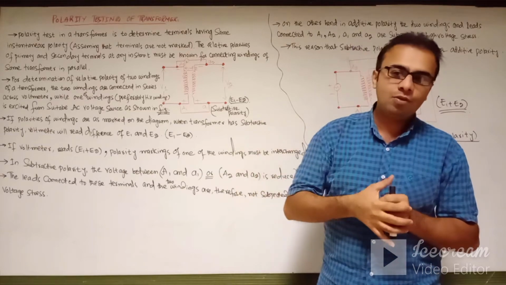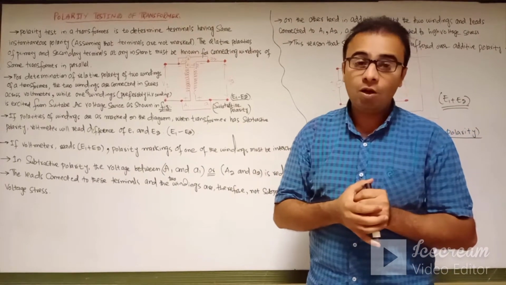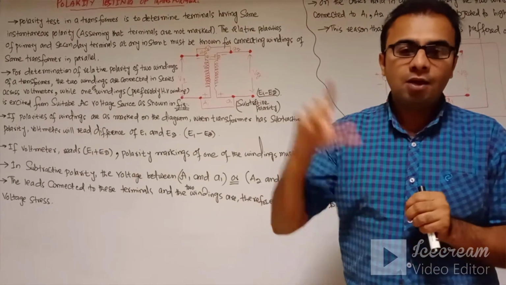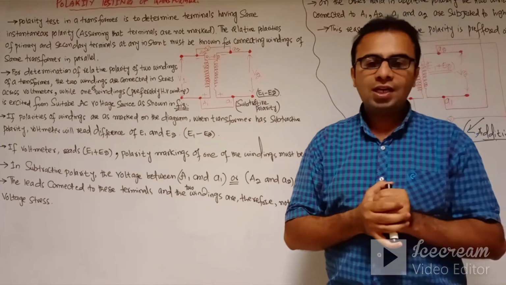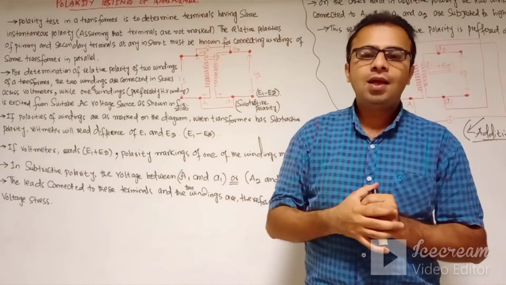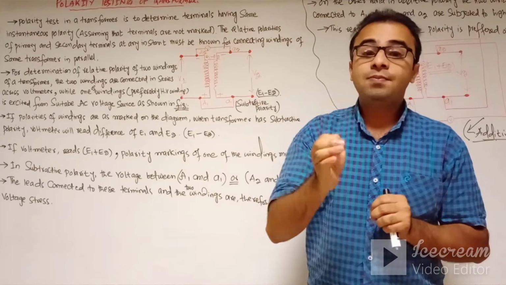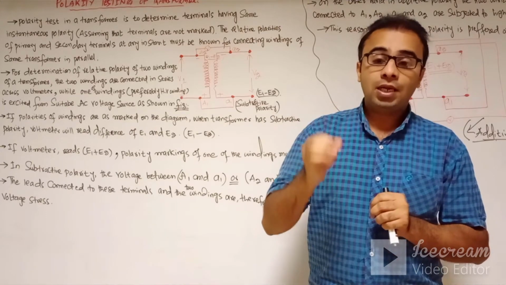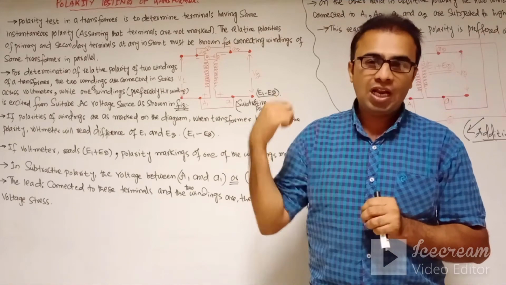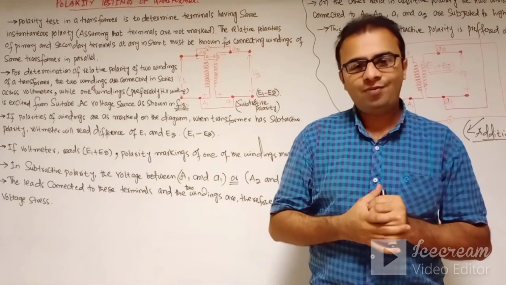We can verify this through the polarity testing of the transformer, which is essentially used in the parallel operation of transformers. When the transformers are connected to the infinite bus bar, we need the polarity test to check whether they have the same or the opposite polarities. If there is a wrong connection, this may lead to a heavy short circuit or damage to the electrical equipment or the transformer. So we need the polarity testing before connecting the transformer in parallel across the infinite bus bar.